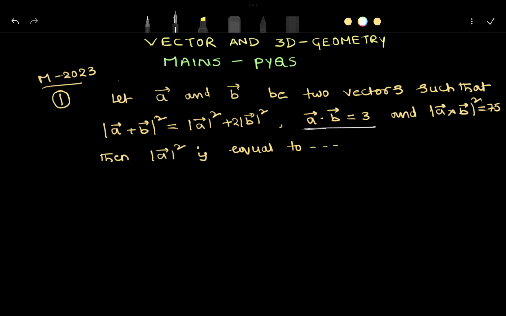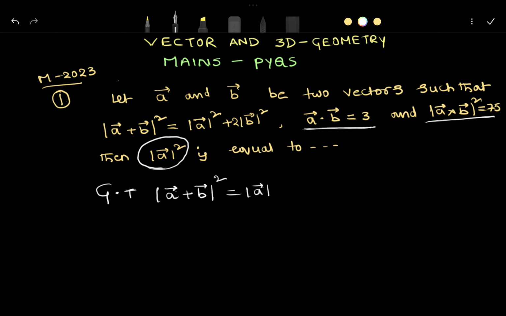Okay, and a dot b is given as 3, and the modulus of a cross b whole square is equal to 75. Then we have to find modulus of a bar whole square. First of all, take the given condition: modulus of (a bar plus b bar) whole square is equal to modulus of a bar whole square plus 2 into modulus of b bar whole square.